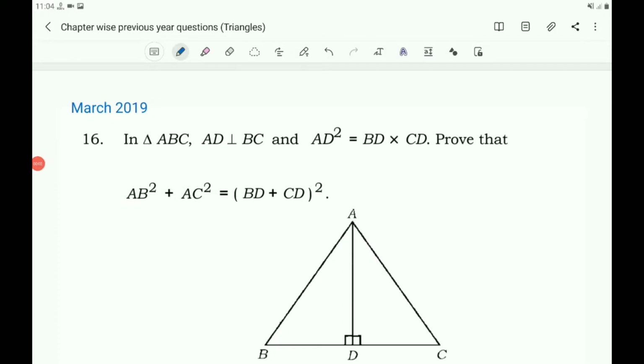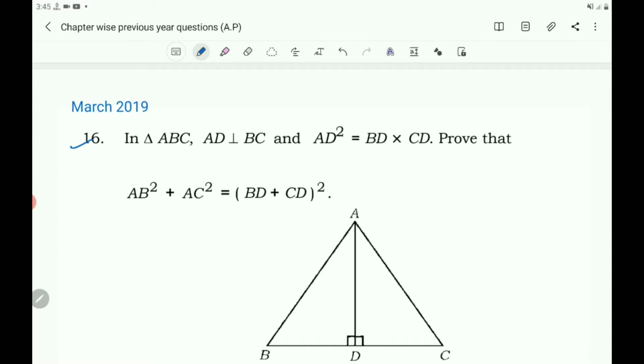Children, it is a chapter-wise previous year question paper solution. Now let us continue the triangles. Now let us take the question paper of March 2019. That is the question from the chapter triangle. The 16th question. What is the question?